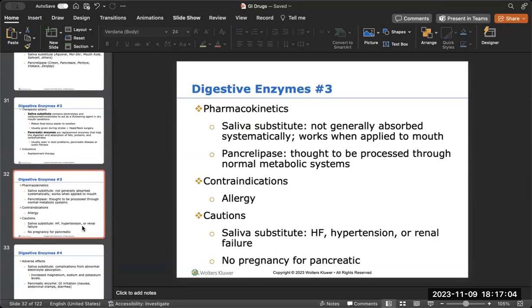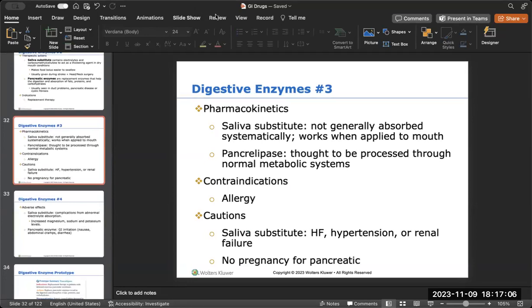Now, like I said, these are all replacement therapies. They're substitutes to help for things that they are lacking in. With saliva substitutes, the problem is cardiac and renal. They can cause hypertension, heart failure, and renal failure. Pancreatic substitutes can cause problems with pregnant women, so we keep them away from people who are pregnant.